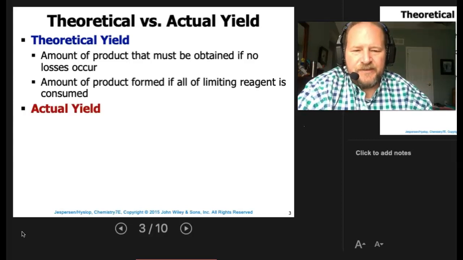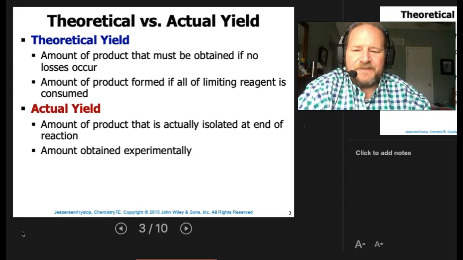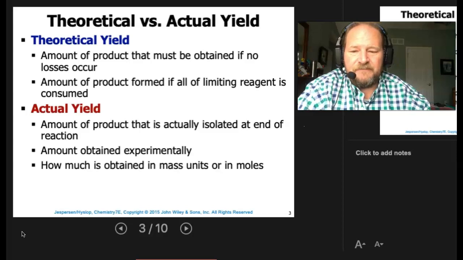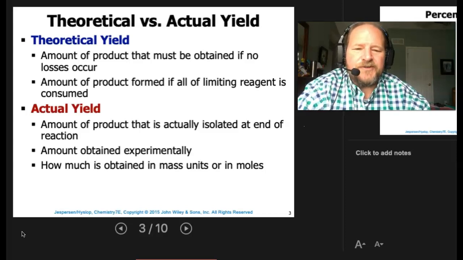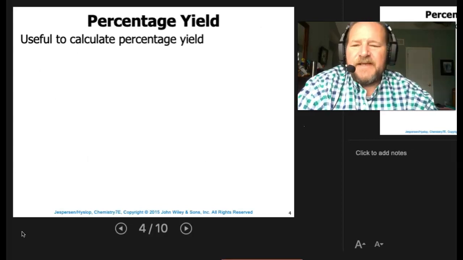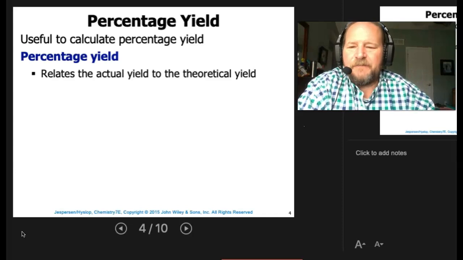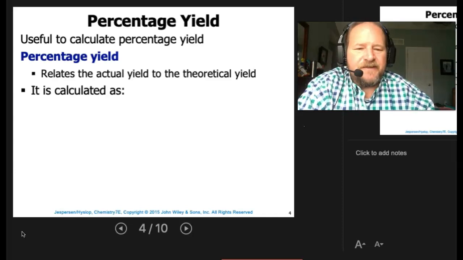Your actual yield is the amount of product that you've actually isolated at the end of the reaction. So this is what you actually obtain experimentally, physically, right? Now, how much is obtained in mass units or in moles? So we can do percent yield in either mass or moles. Typically, in reports, you're going to see it in mass. Now, percent yield is looking at the differences in those. So we're going to calculate our percent yield. It relates the actual yield to the theoretical yield.